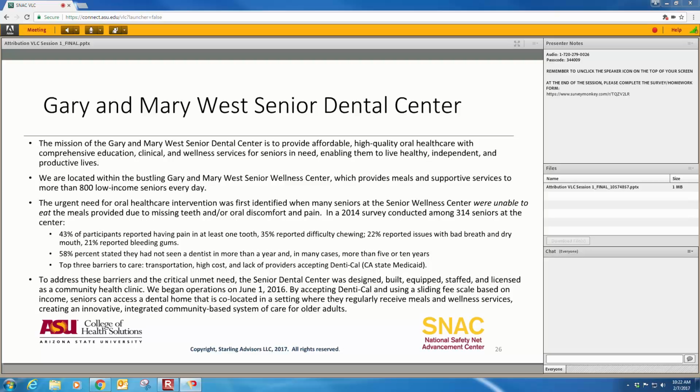And so we do provide a sliding scale fee, so many of the seniors fall below 100% of the federal poverty level, and so they pay $10 per procedure, or if they have Denti-Cal, which is California State Medicaid, then that will cover some procedures, but the reimbursement is very limited and it doesn't cover everything.